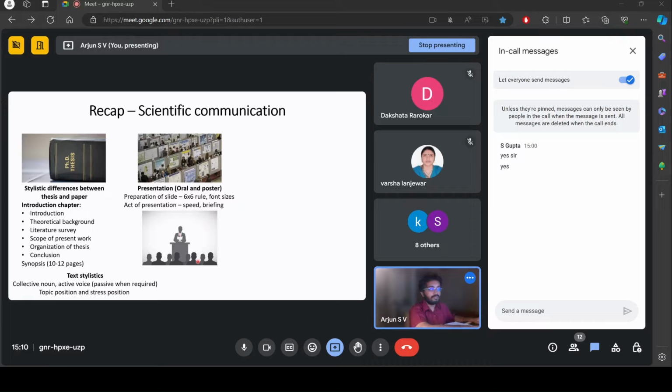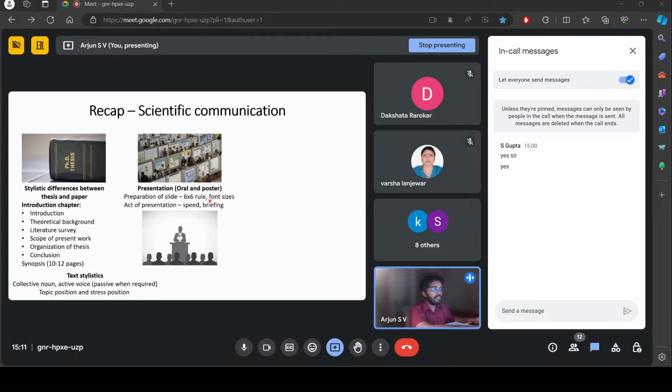One important portion will be the preparation of the slides. When you are presenting an oral talk, you'll be preparing slides to present with, and any slide should always follow the 6 by 6 rule. So there should not be more than 6 points, and each point should not have more than 6 words.